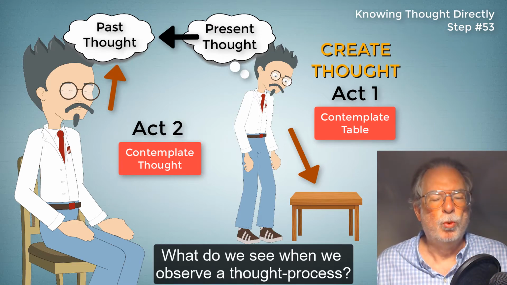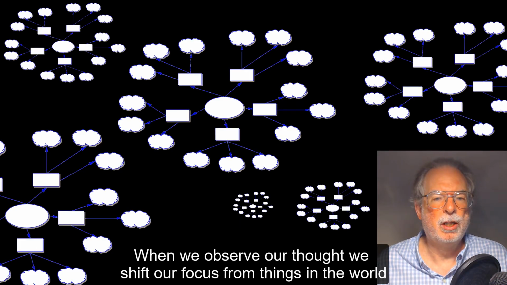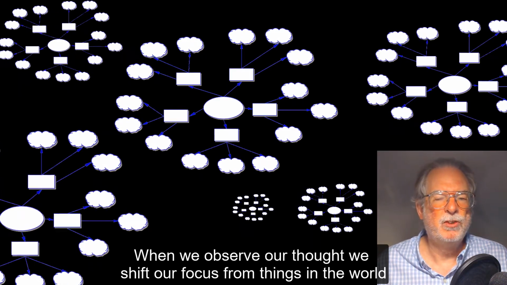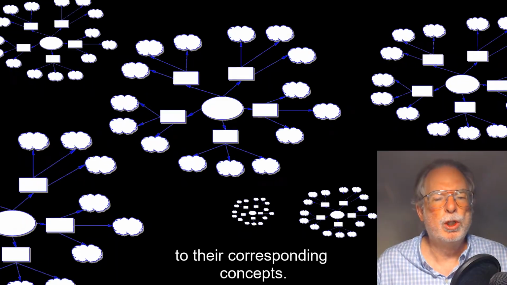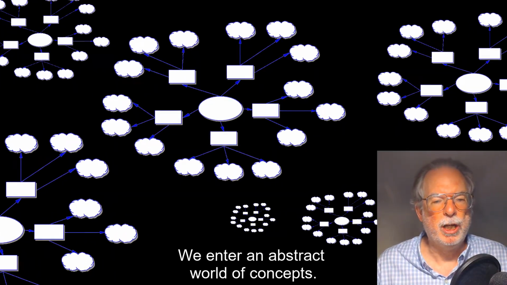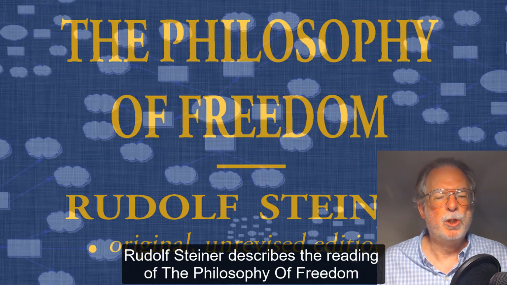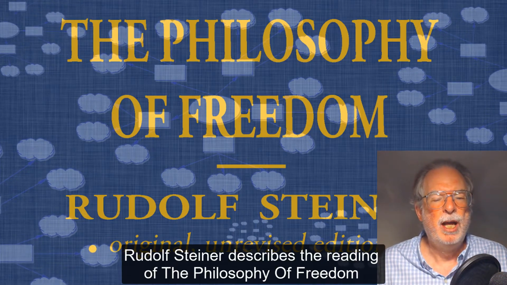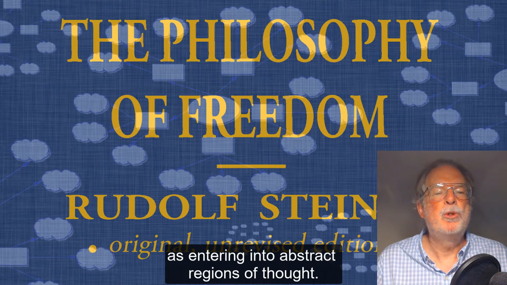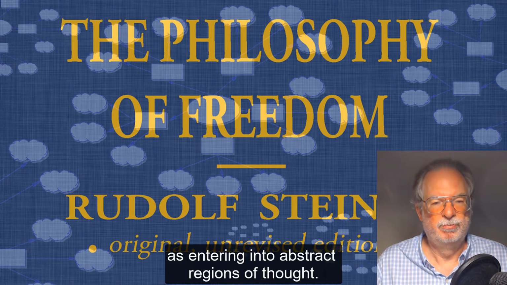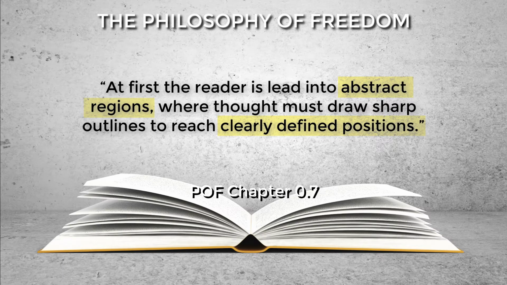What do we see when we observe a thought process? When we observe our thought, we shift our focus from things in the world to their corresponding concepts. We enter an abstract world of concepts. Rudolf Steiner describes the reading of the Philosophy of Freedom as entering into abstract regions of thought. At first, the reader is led into abstract regions, where thought must draw sharp outlines to reach clearly defined positions.